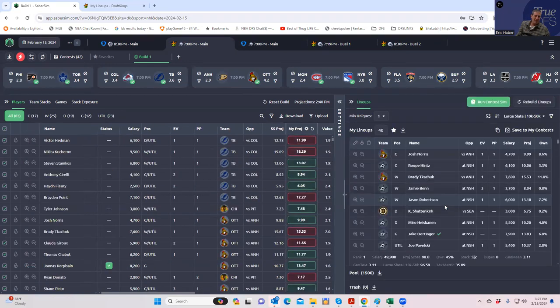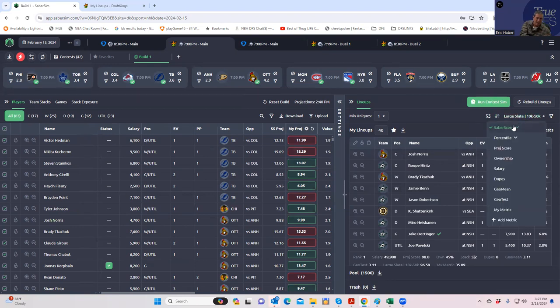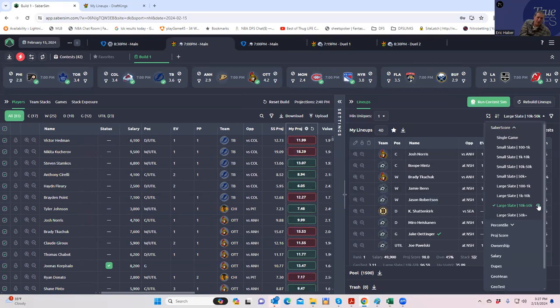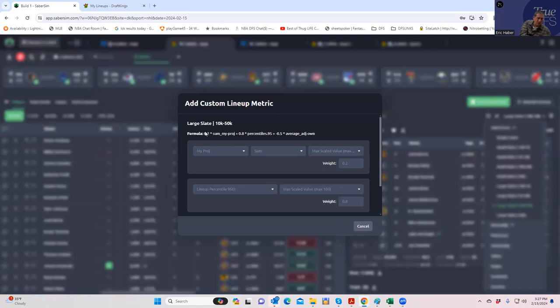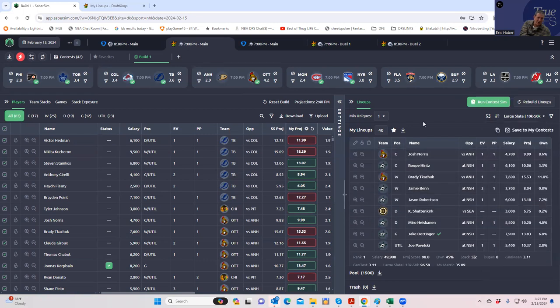So what we're doing is, they're 1500 lineups here, and what they're showing is the top 40 rated by, that's the important point, by Saber score. And if you want to dive into what this means, the formula for Saber score for this particular build is 0.2 times some of my projections plus 0.8 times the 95th percentile of lineups, which is pretty aggressive, minus 0.5 times the average adjusted ownership. So it is definitely making an accommodation for lower owned plays. It's definitely making an accommodation for the higher ceiling type outcomes. And it's a good way to start.